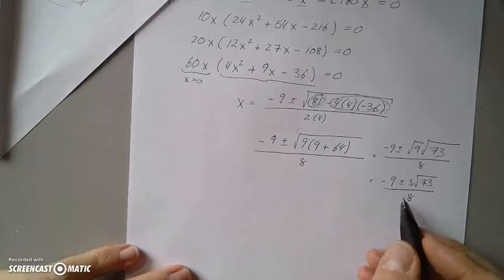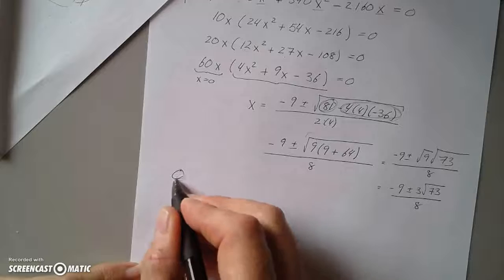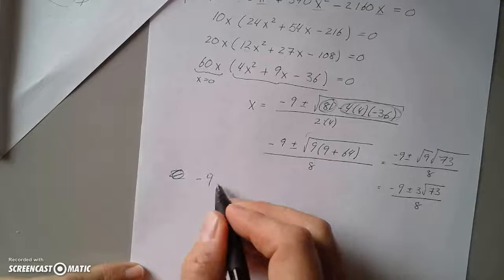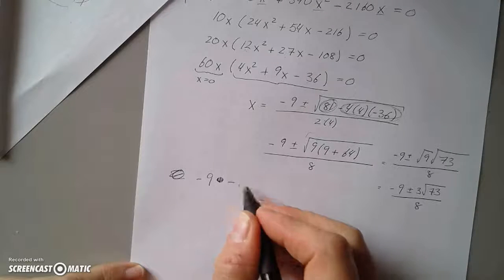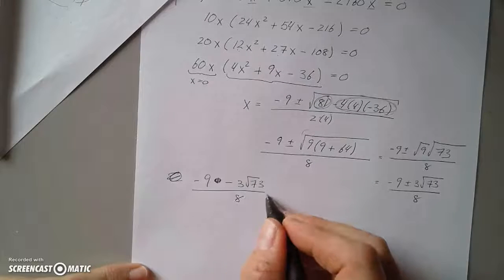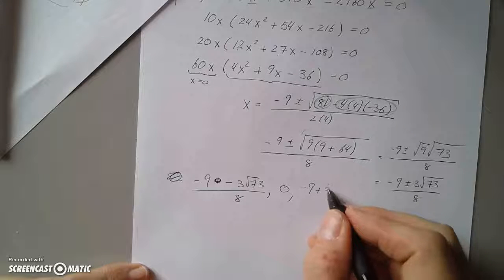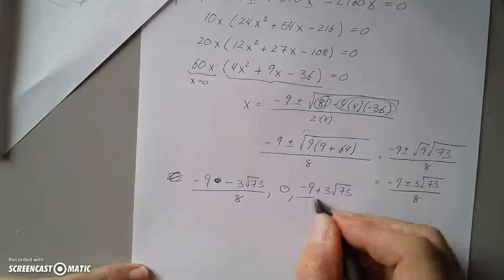So what are your three possible inflection points? Well, there's 0. Let's put them in order, actually. It's minus 9 minus 3 root 73 over 8, then 0, then minus 9 plus 3 root 73 over 8.